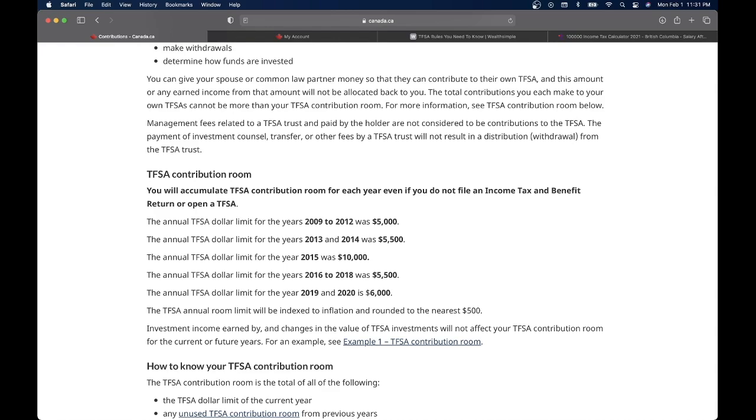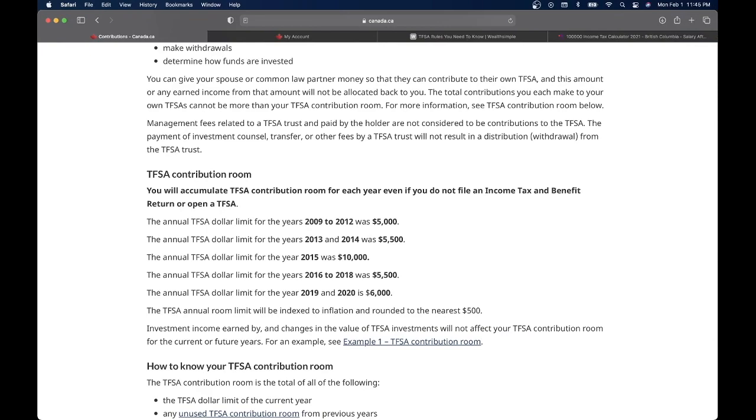That does not equate to your contribution room. So you can actually grow it as much as you want and withdraw from it as much as you want. And it does not affect that because this is coming from your capital gains.